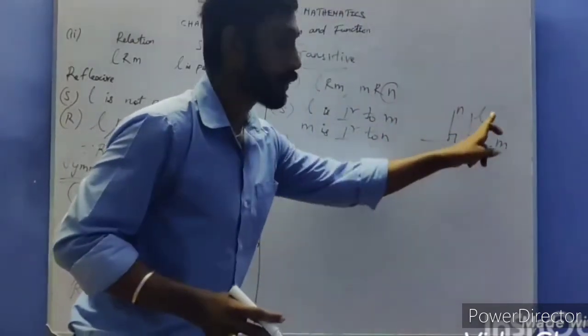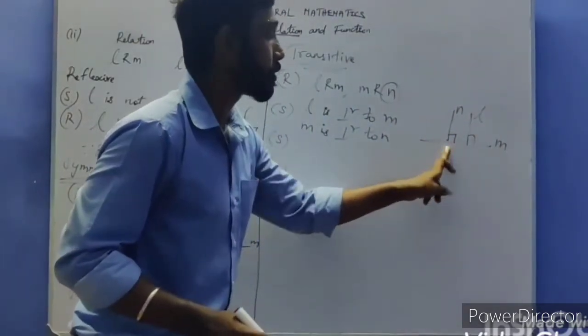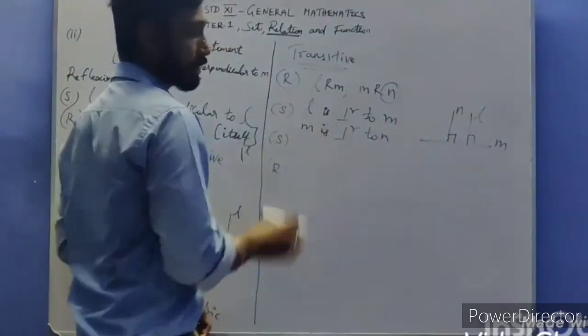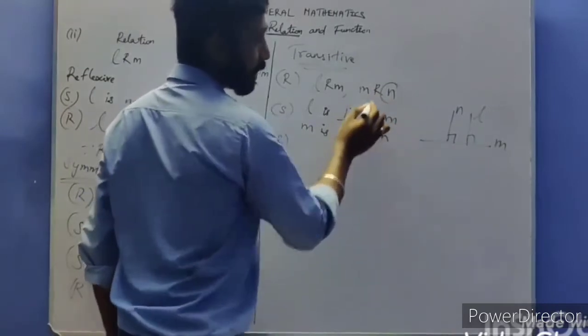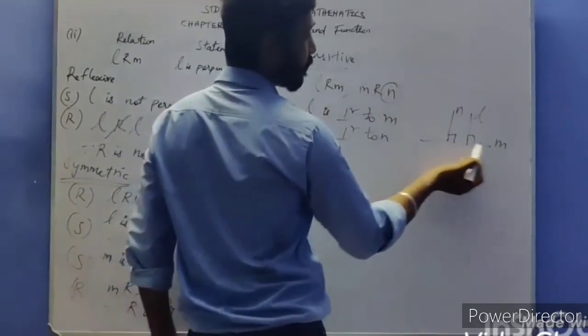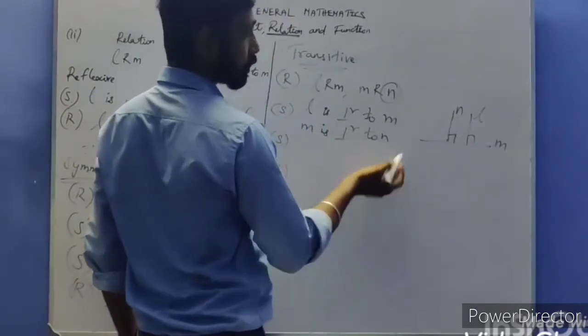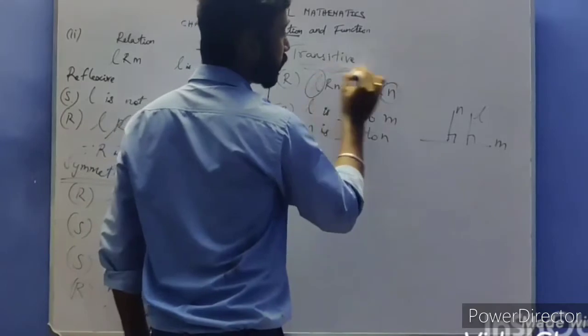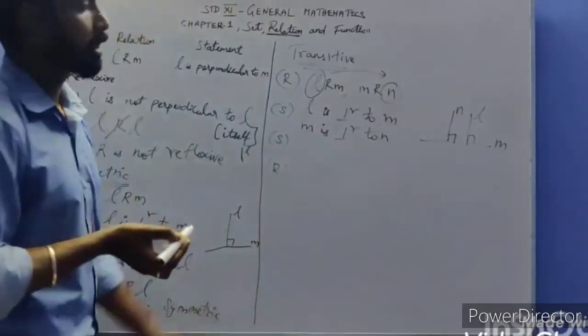M is perpendicular to L. M is perpendicular to N. This statement is possible. Next statement: what is the relation here? M related to N. It is also possible. Now we are going to see whether the first person and third person are related here.